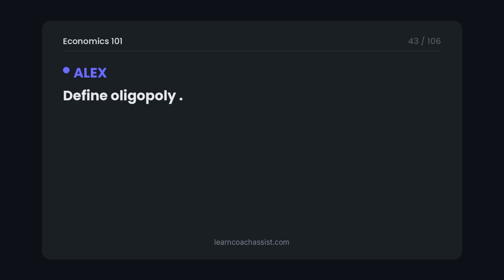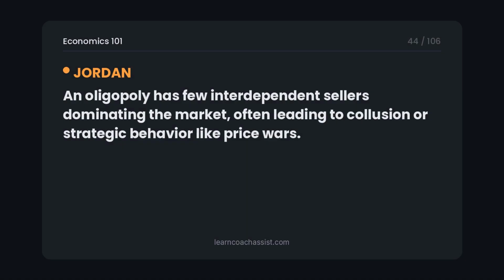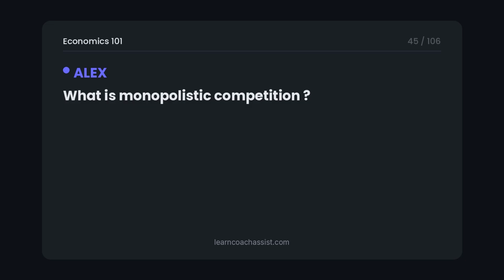Define oligopoly. An oligopoly has few interdependent sellers dominating the market, often leading to collusion or strategic behavior like price wars.